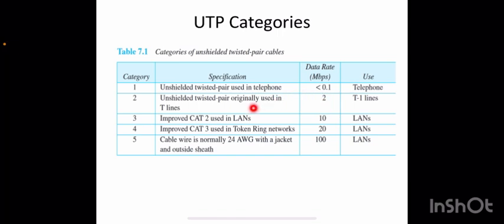And the improvement over category 2 is category 3 cable, which is up to 10 megabit per second and is used in LANs. We have category 4 and 5, which are also used in LANs with data rates of 20 megabit per second and 100 megabit per second.